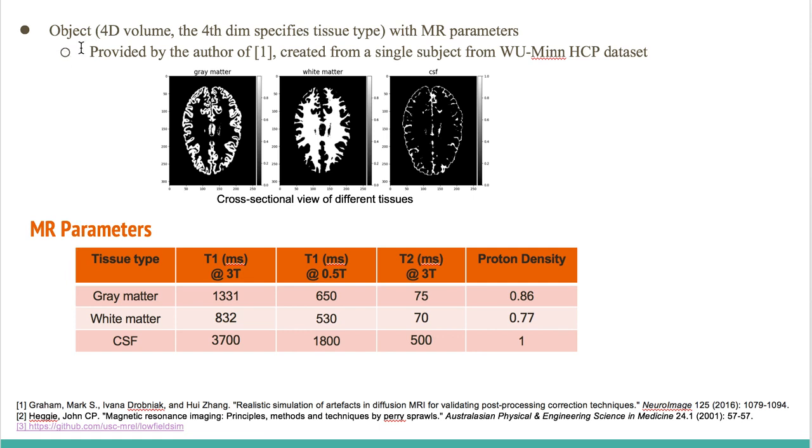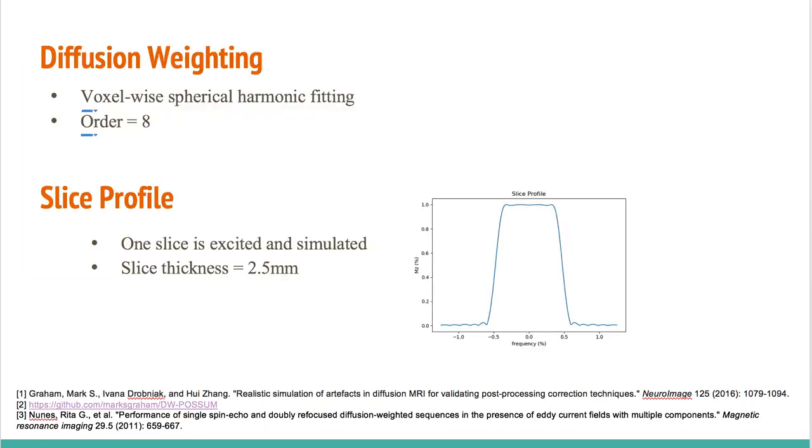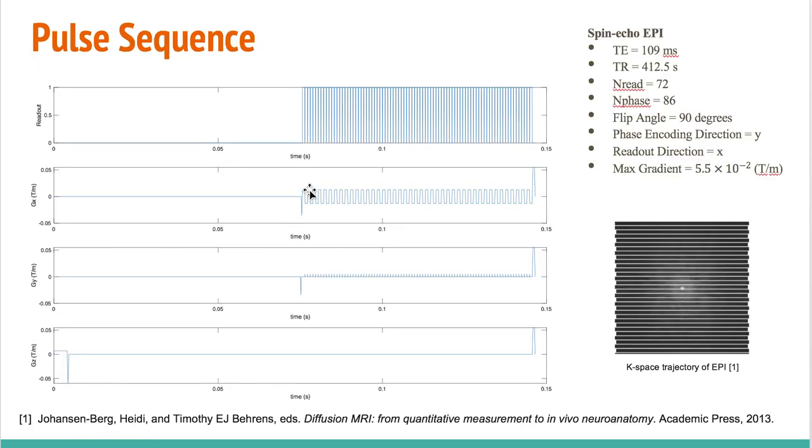So the input object is a 4D volume, where the fourth dimension specifies the tissue types with corresponding MR parameters. So here we assume the T2 under different field strengths are the same. Diffusion weighting is simulated by voxel-wise spherical harmonic fitting. The spherical harmonic series is analogous to the Fourier series, and here we do it with an order of 8. We simulated one slice with a slice thickness of 2.5 millimeters. And we use spin echo EPI as the pulse sequence with parameters specified here. With this pulse sequence, we will have zigzag k-space trajectories.